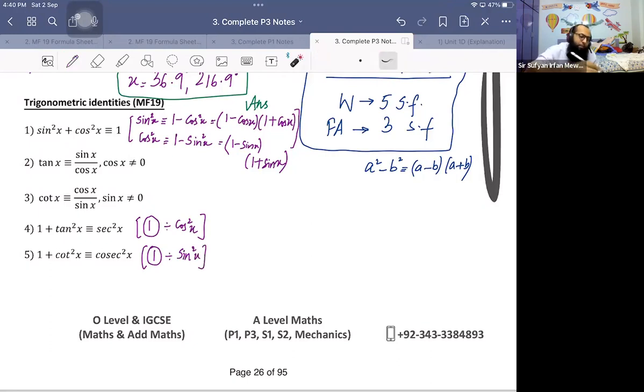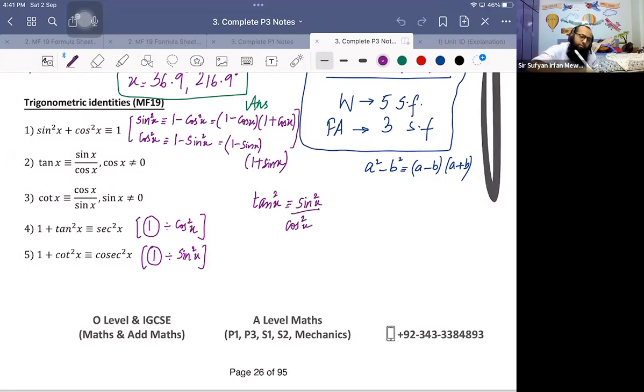Let's see how. The first identity, if we divide by cos square x throughout, then what will happen? Sin over cos is tan. So sin square over cos square will be tan square. Then cos square gets cancelled. Then 1 over cos is sec, so 1 over cos square will be sec square. So always remember that if you are squaring both the sides, then if tan x is sin over cos, tan square x will be identical to sin square x over cos square x.